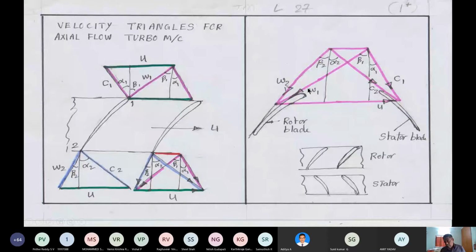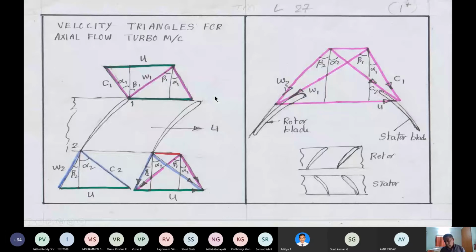Similarly, for C1 and C2, after C2 the blade direction, the flow direction will be changed to some C3, which will be the same as C1. Remember, there will be a number of stages. Most probably in axial flow compressors you will have 8, 10, many stages, because in each stage the pressure developed will be less.